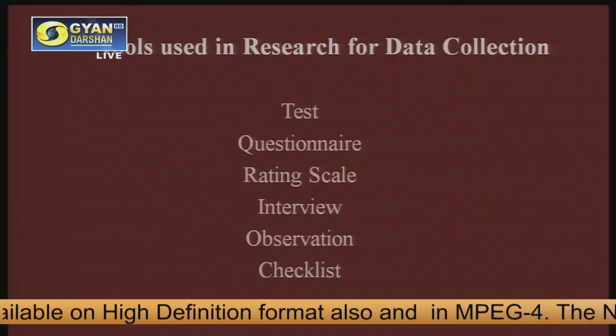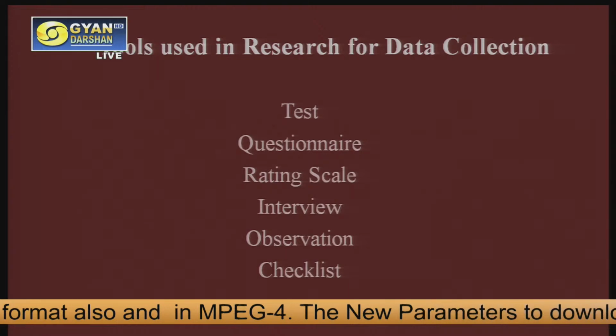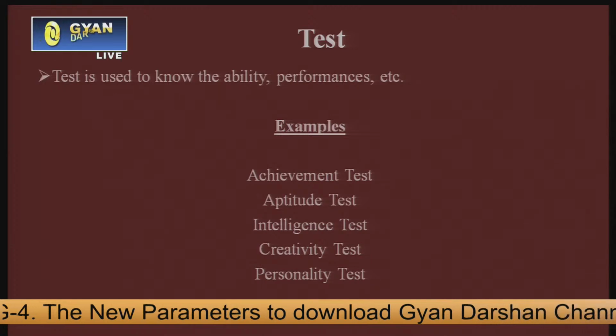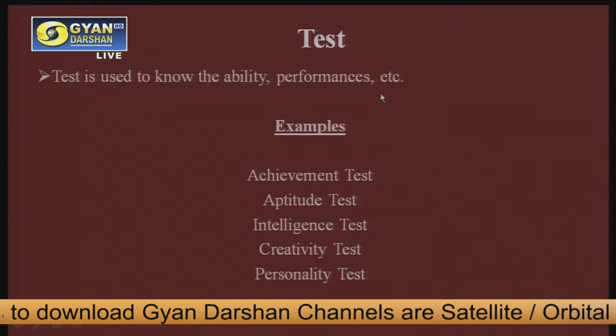So now particularly we will be discussing how you can prepare a test, how you can prepare a type of questionnaire, then rating scale, then interview, observation, as well as checklist. Now let us go forward to understand a test. So a test is used to know the ability or performance of the subject.